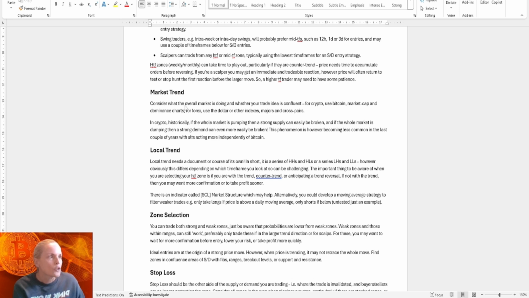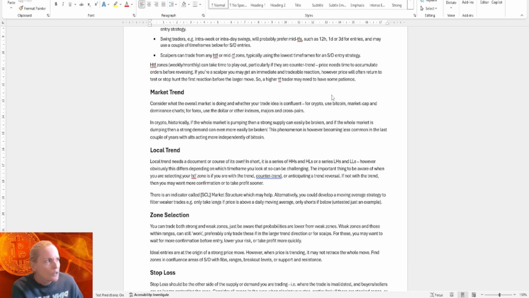So, market trend. It's worth considering what the whole market's doing when you're looking to take a trade, and to check you're in the right direction, because if you're very much counter to what the overall market's doing, or the market isn't ready for the big move you're looking for, then you might find it's just going to take a lot more time. Having said that, if the market is ready, like if there's been a big dump or a big pump, and your entry or your zone is one of the last to hit, then you might find there's a quicker move. So it's worth being across what the market's doing.